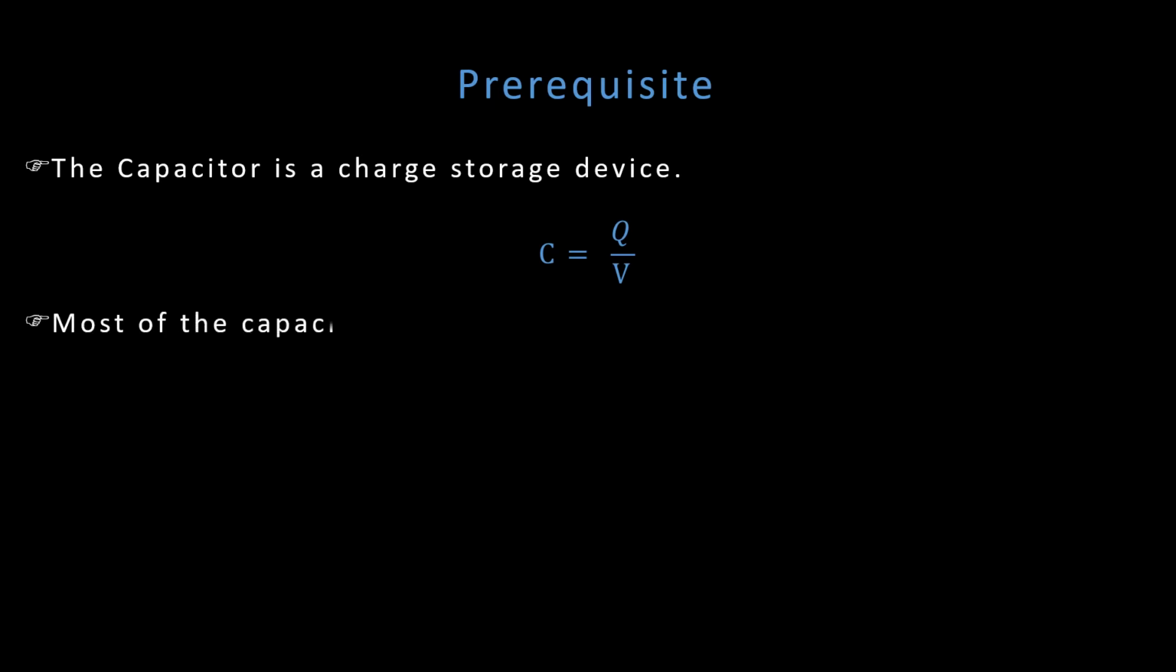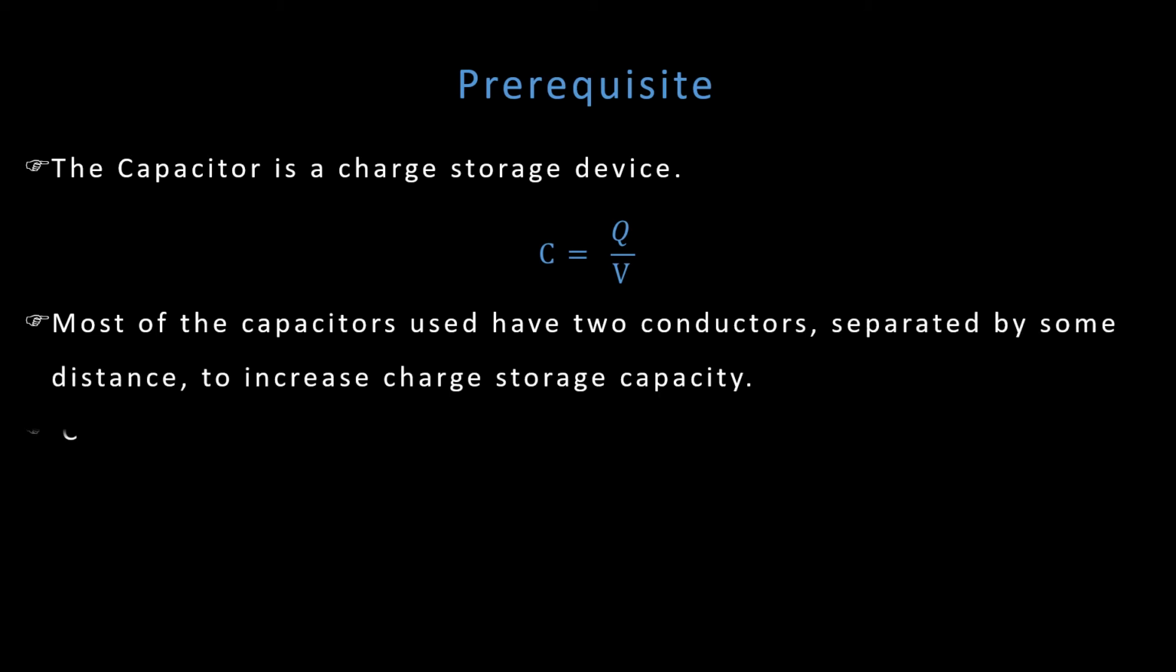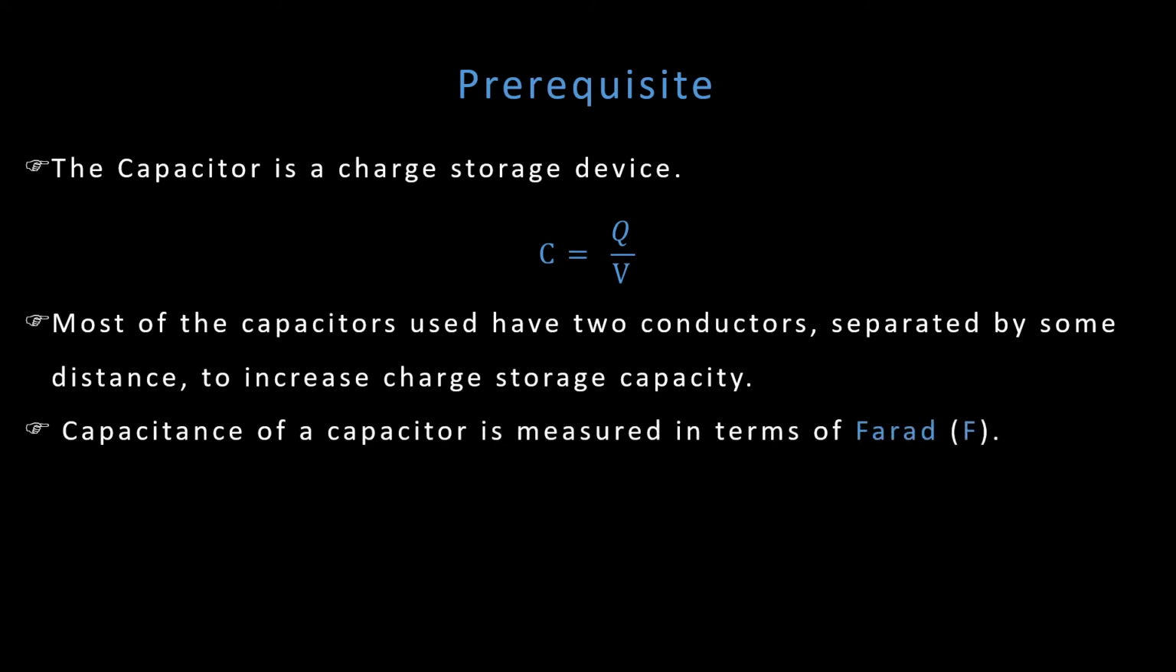Most of the time, when we talk about capacitor, we have two conductors separated by some distance, and because of two conductors, charge holding capacity of the capacitor increases because the two are having opposite charges on them, and so you have a very strong attractive force which reduces potential, increasing capacity.